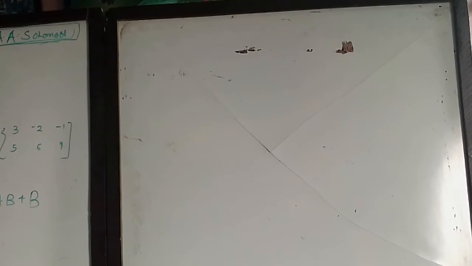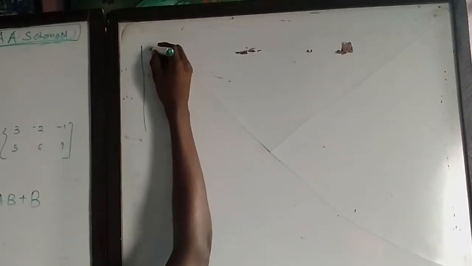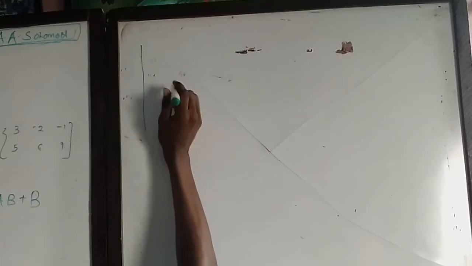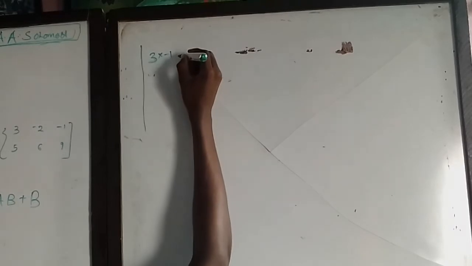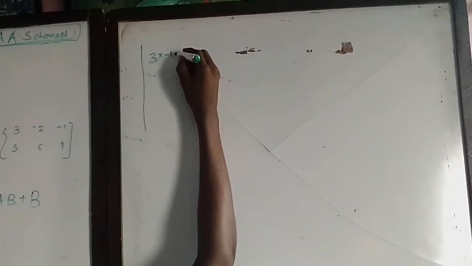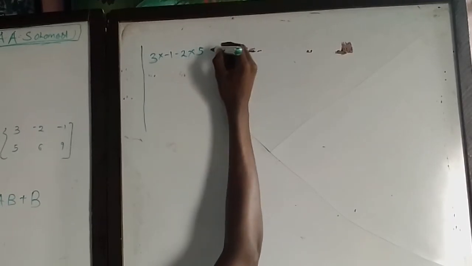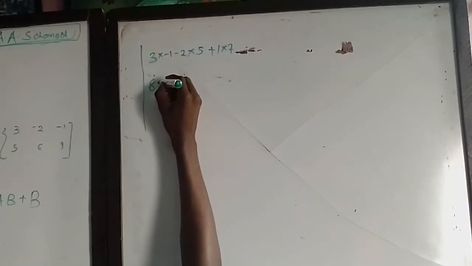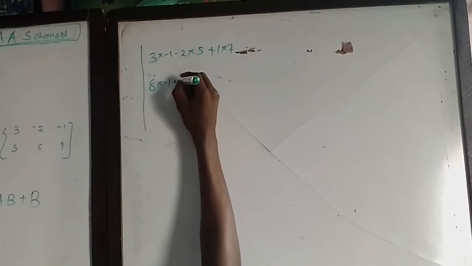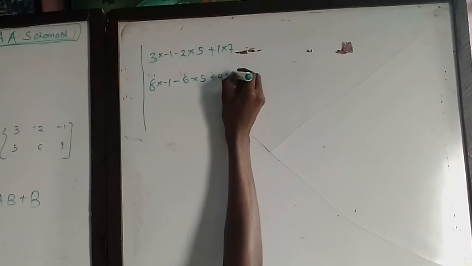So we continue. We said 3 times minus 1, minus 2 times 5, plus 1 times 7. Then we have 8 times minus 1, minus 6 times 5, plus 4 times 7.